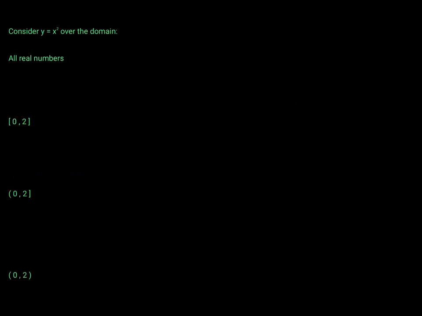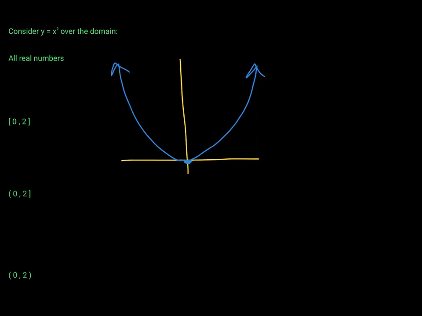I would like you to consider the graph of y equals x squared over different domains. The idea of this example is that the domain has a lot to do with whether or not the function has absolute maxima or minima. So let's first consider the graph of y equals x squared over the domain of all real numbers. If I can quickly draw a rough sketch, it would be this, right, folks?